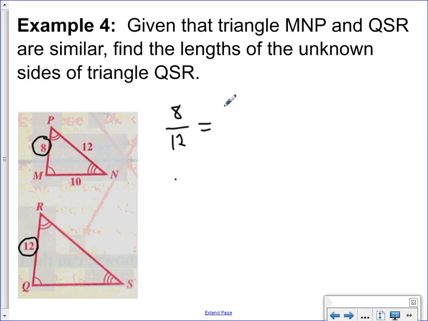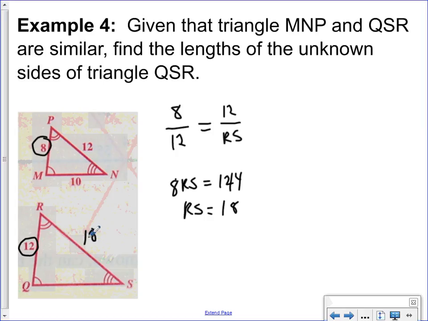So PN has a 12, and that relates to side RS. So we're looking for RS. The 12 matches up to this RS, right? We're going from small to big, cross multiply. So 8 RS is equal to 144. That means RS has a measure of 18. So this is 18.